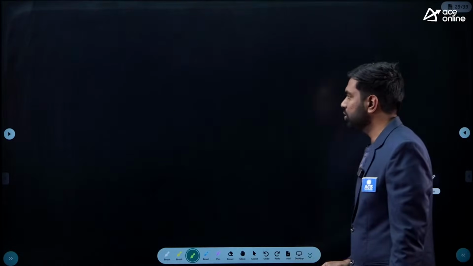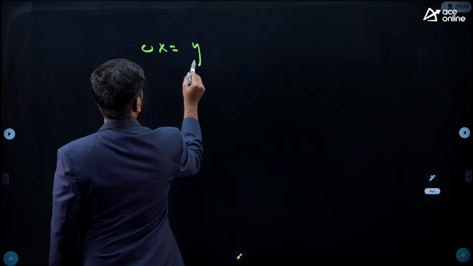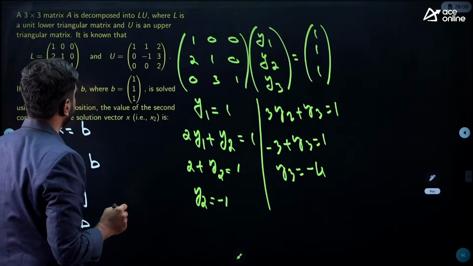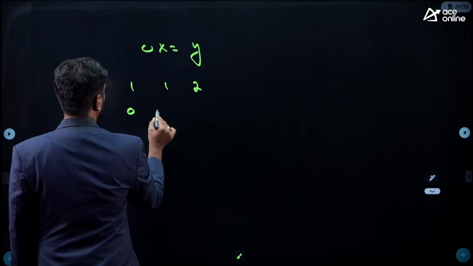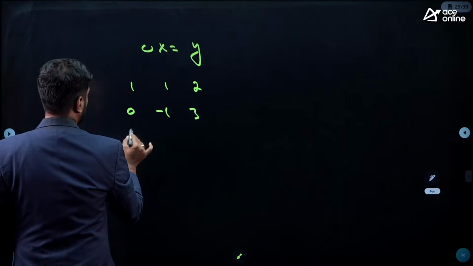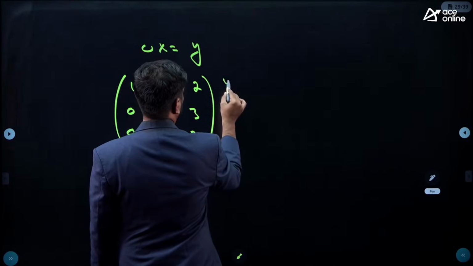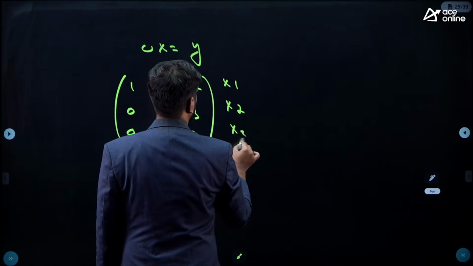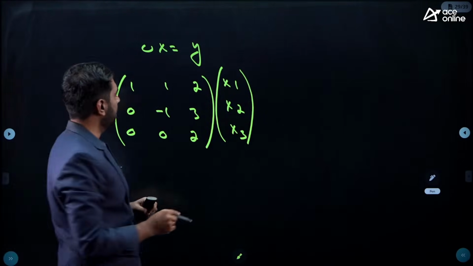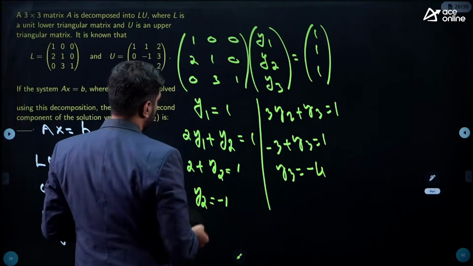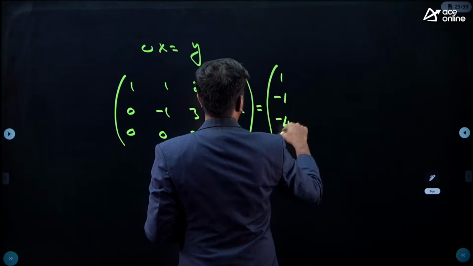We'll go to the next page. Now the focus is about solving Ux equal to y. What is U given? 1, 1, 2, 0, minus 1, 3, 0, 0, 2, multiplied with this x which is unknown. Let's write as x1, x2, x3, where the focus or the final answer they want is x2 value, and this has to be equated to what? Y. Y is 1, minus 1, minus 4.